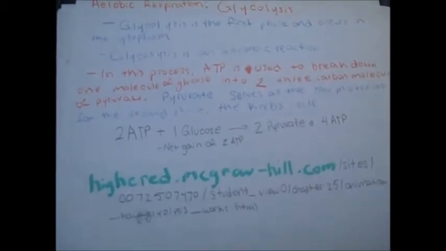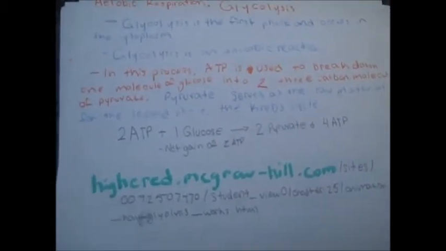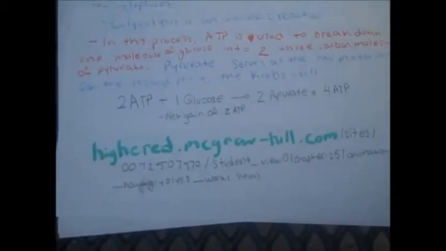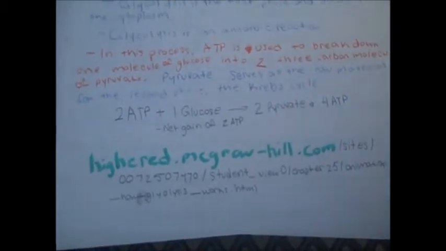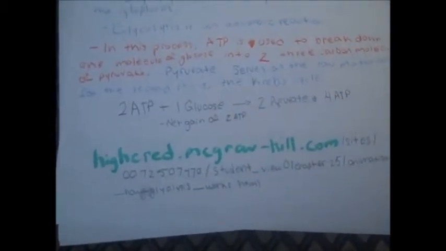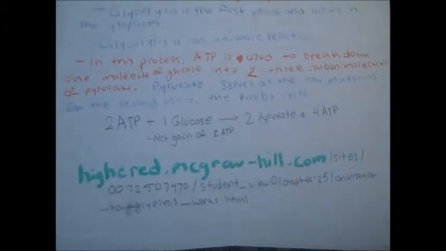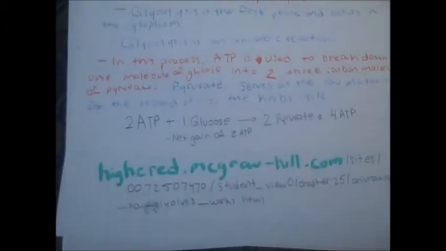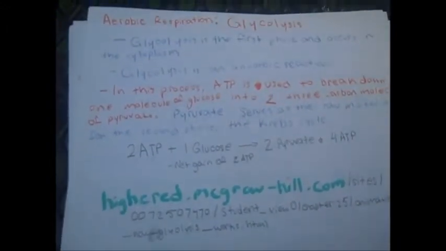Aerobic respiration. Glycolysis. Glycolysis is the first phase and occurs in the cytoplasm. Glycolysis is an anaerobic reaction. In this process, ATP is used to break down one molecule of glucose into two 3-carbon molecules of pyruvate. Pyruvate serves as the raw material for the second phase, the Krebs cycle. 2 ATP plus 1 glucose is formed into 2 pyruvate and 4 ATP. This is a net gain of 2 ATP molecules.